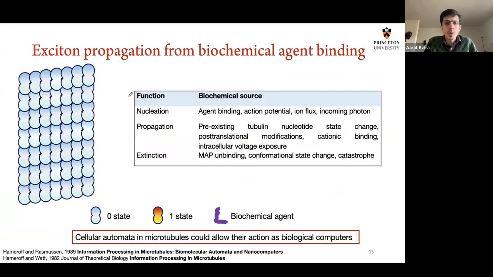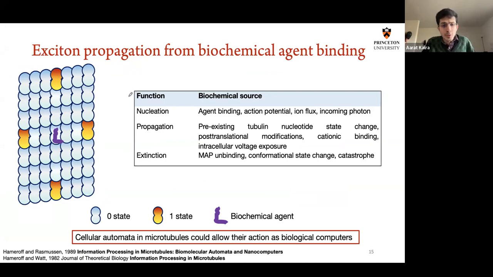This is really the question. And so there are these models by Stuart Hameroff that show that there could be computing inside the cell. The idea here is that you'd utilize this excitonic energy transfer. You'd have a MAP or a drug that binds to a microtubule, and the moment it binds, it kicks off a cascade of energy transfer events.